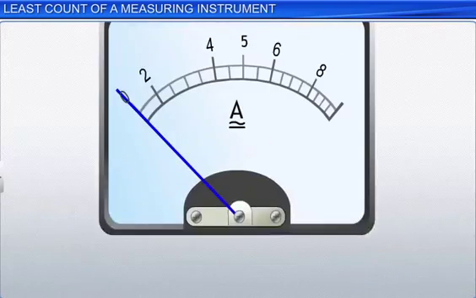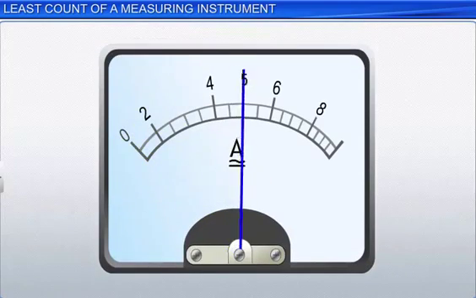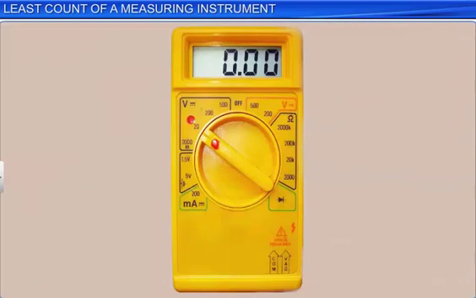The ammeter is used to measure current. Nowadays, the multimeter is used to measure current up to 0.001 amps.